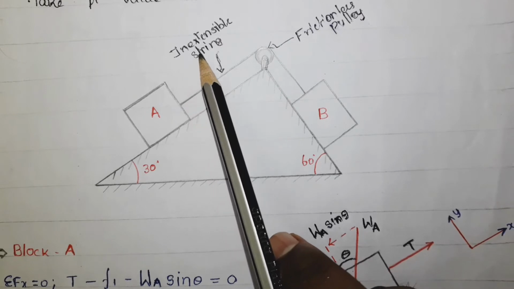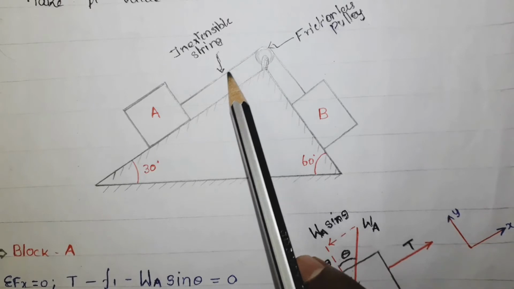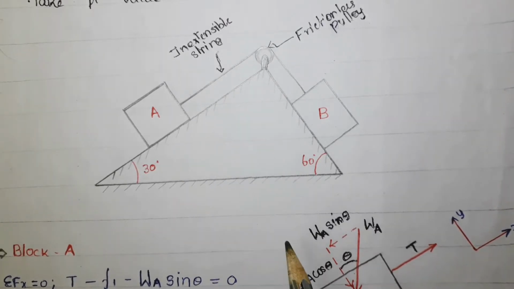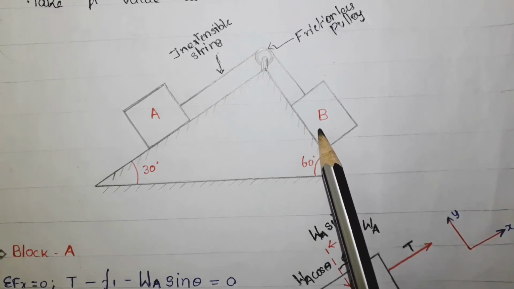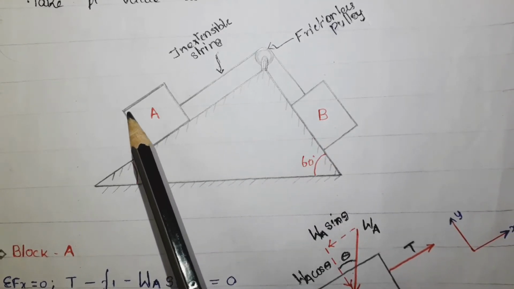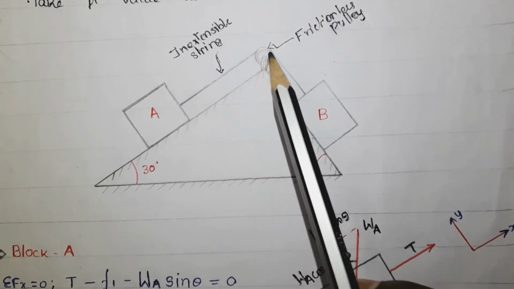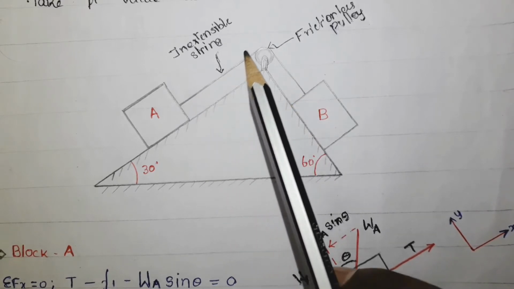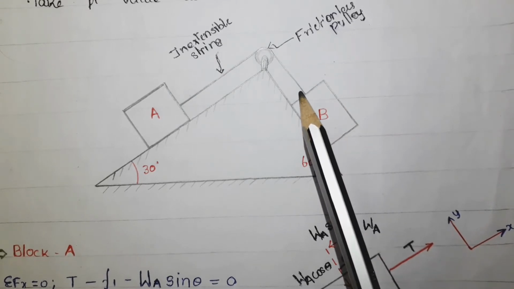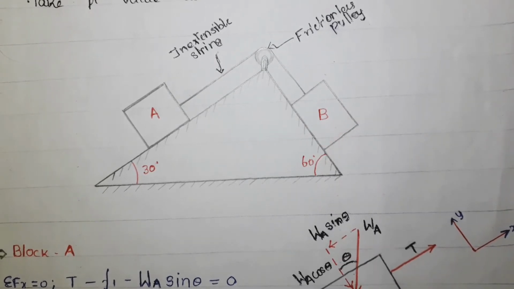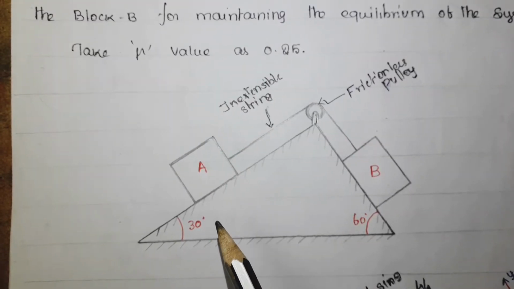Moreover, here the word inextensible string is given, which means that there will not be any elasticity in the string. So these are the things, and in this problem we are going to find the value of this block B to support and maintain the block A in equilibrium. These two are connected by the inextensible string, and this inextensible string gets the required force from this block A only. So we have to find the weight of the block B. Once you understand the given problem, the next task is you have to draw the free body diagram.